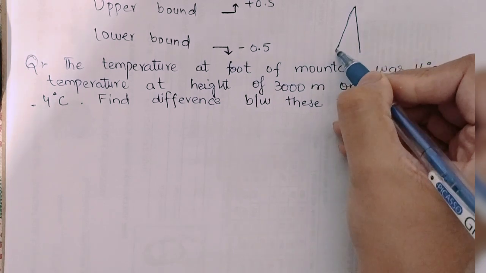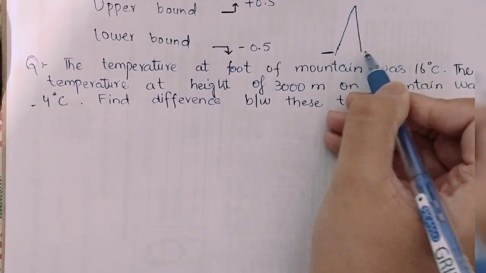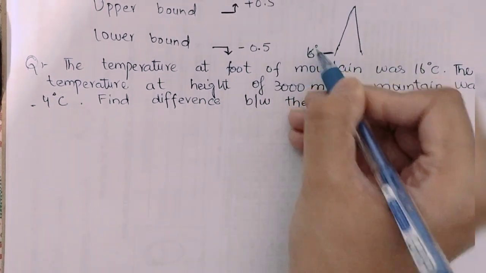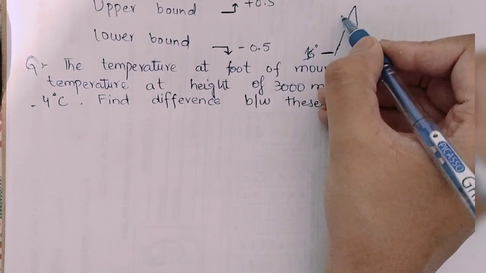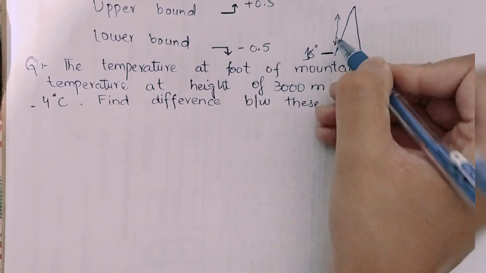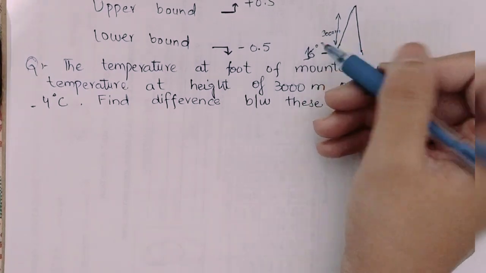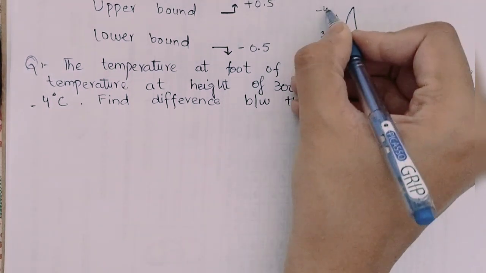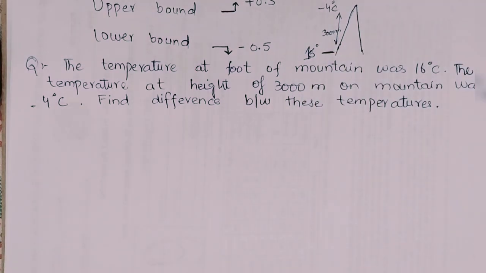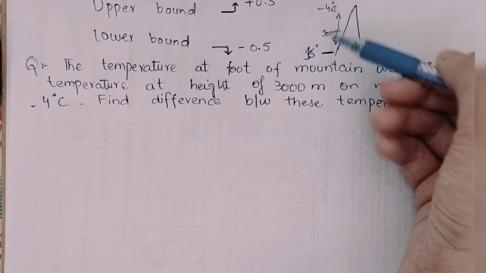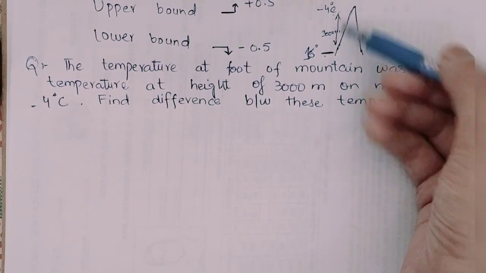This is your mountain. At the foot the temperature is 16 degrees, and at the height of 3000 meters, the temperature is -4 degrees Celsius. You have to find the difference between these two temperatures. Simple difference, you can find it by subtracting, and for subtraction you subtract the lower from the higher. This is the higher point, this is the lower point.